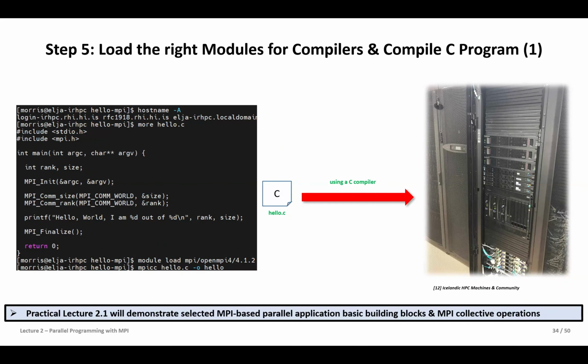When I have the MPI header in and MPI statements, I need an MPI application, or basically the library for it. Hence, I'll use a module load MPI / OpenMPI 4.4.12. And now I have basically access to the OpenMPI implementation and use the compiler of it with mpicc to create now our first real MPI program.